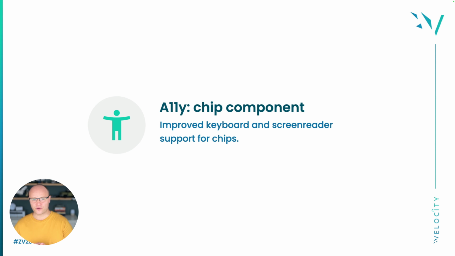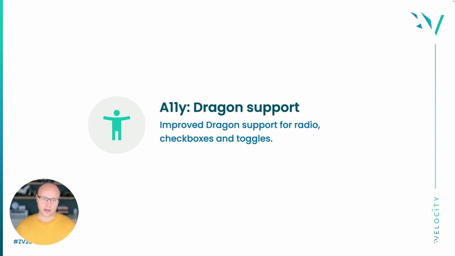In the 15.5 update, I mentioned that we'd made improvements to the chip component, and I've just reiterated that here now. It's a much easier keyboard navigation with chips, being able to easily remove them and being read clearly by screen readers. And we've done the same approach for Dragon NaturallySpeaking users. So there's improved label reading for radios, checkboxes and toggles. These weren't previously being read correctly.